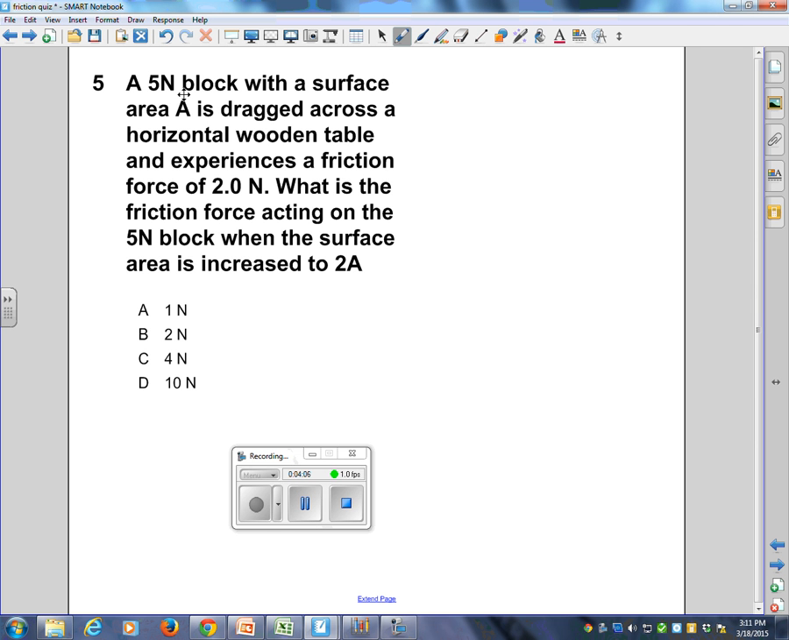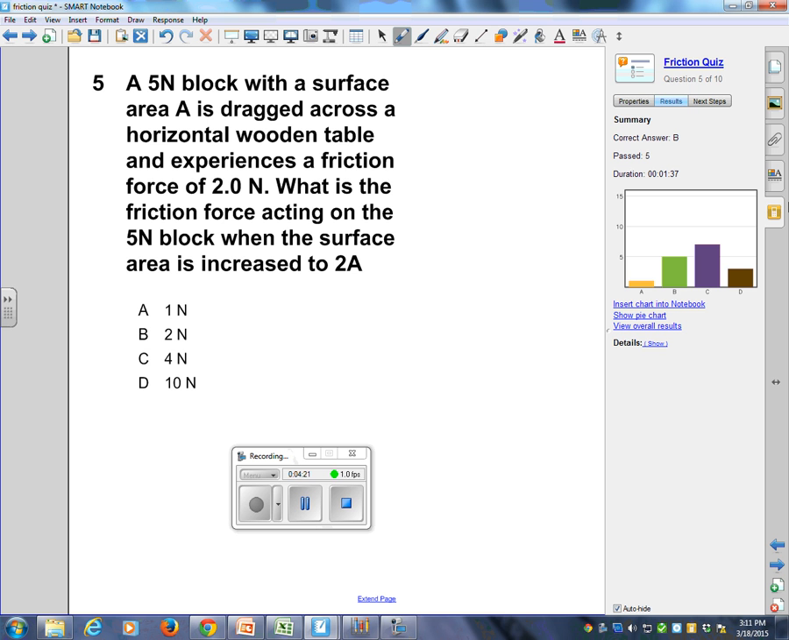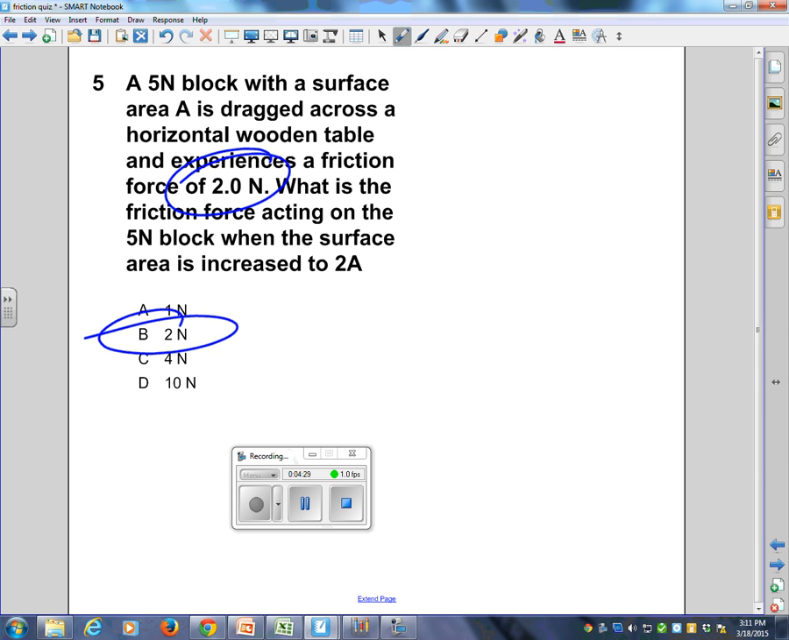A 5 Newton block with a surface area A is dragged across a horizontal wooden table and experiences the force of friction 2. What is the friction force acting on the 5 Newton block when the surface area is increased to 2A? Does it change? No. Friction is independent of surface area. I know I said that. Friction is independent of surface area, so the friction force remains the same. Remember me talking about the book? I'm saying the book sliding when it's flat like that is the same as the book sliding like that. The force of friction doesn't matter on the surface area. It's the weight that matters.